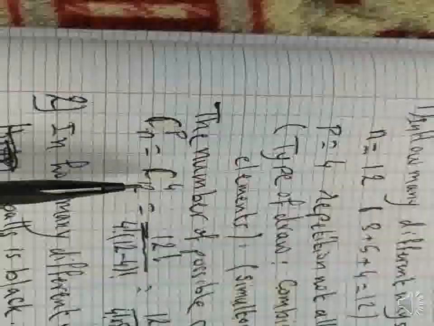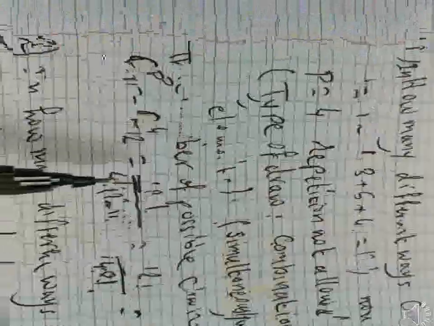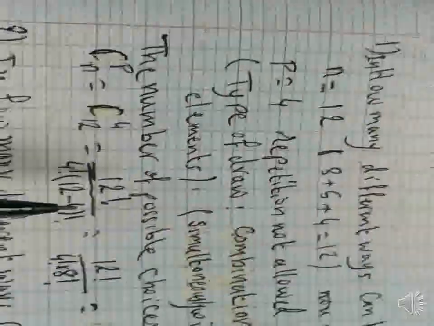The possible outcomes, we apply the property C n p. N is 12, P is 4. We apply the property 12 factorial over 4 factorial, (12 minus 4) factorial. The answer is 495 possible choices.